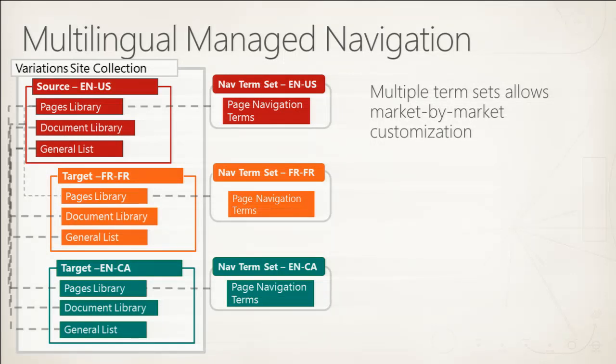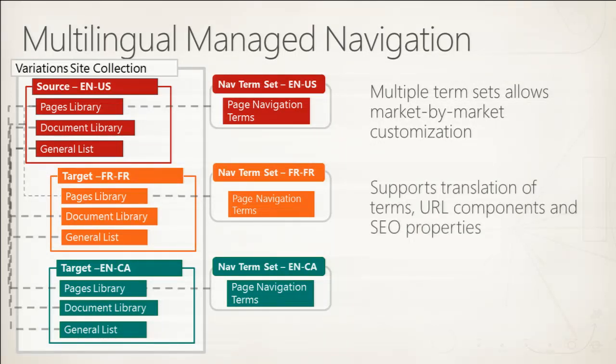The other thing that we do is we support the translation of not only the terms themselves, but also the URL components and the SEO properties. So for example, Bing and your customers may not see this, but Bing and Google are definitely going to be able to see your translated SEO properties. And finally, there are no language packs required to do translation in the term store. It's just out of box.